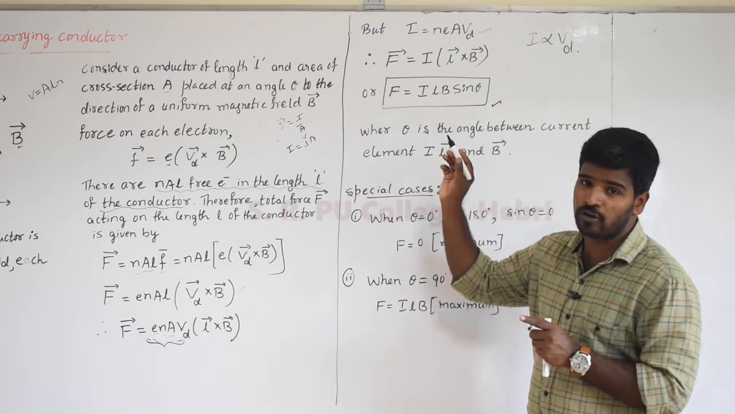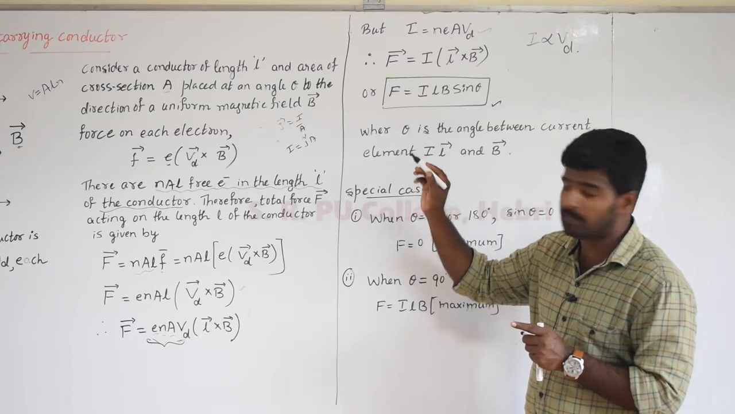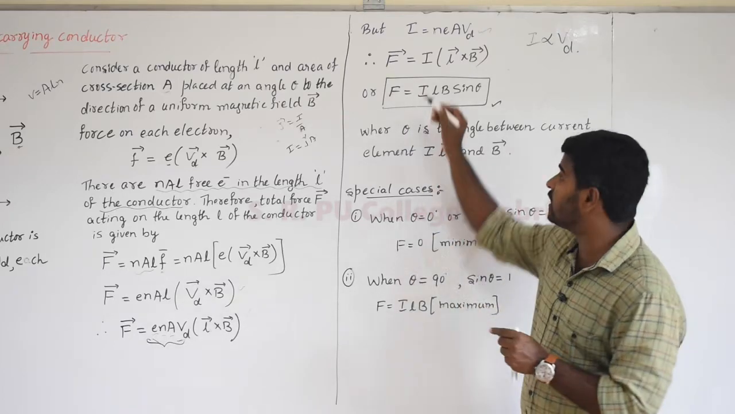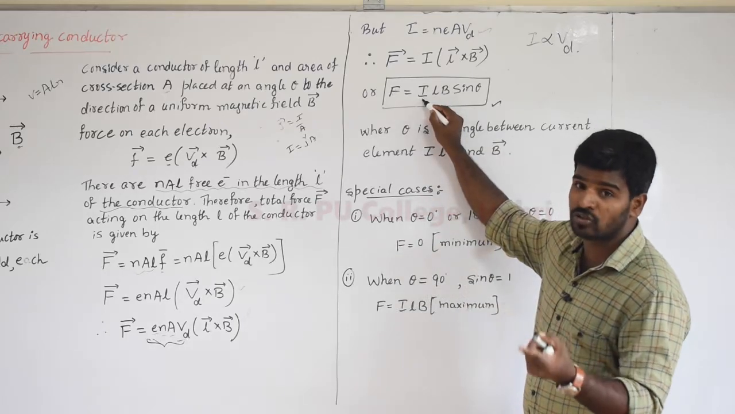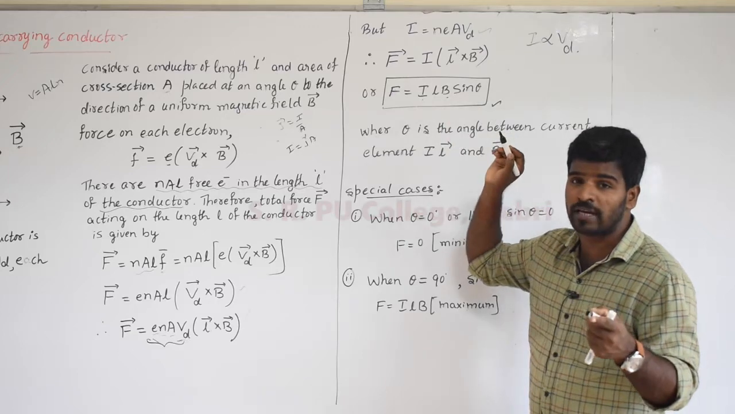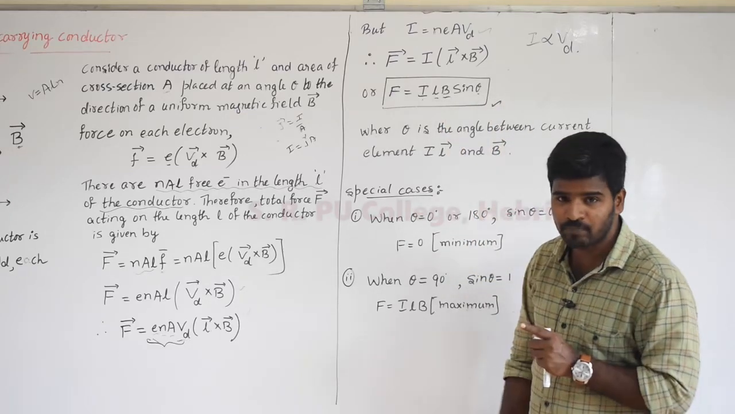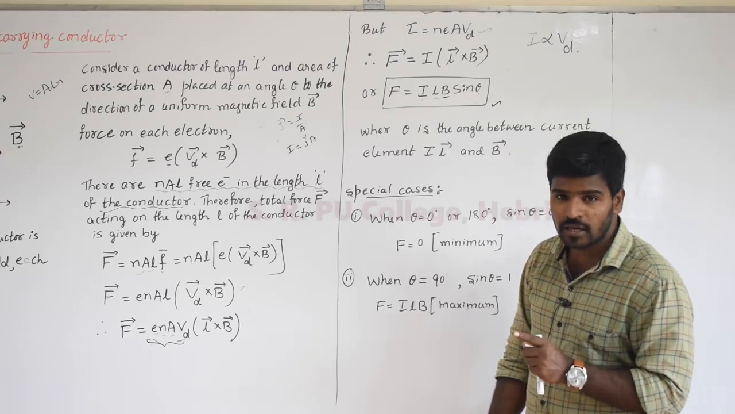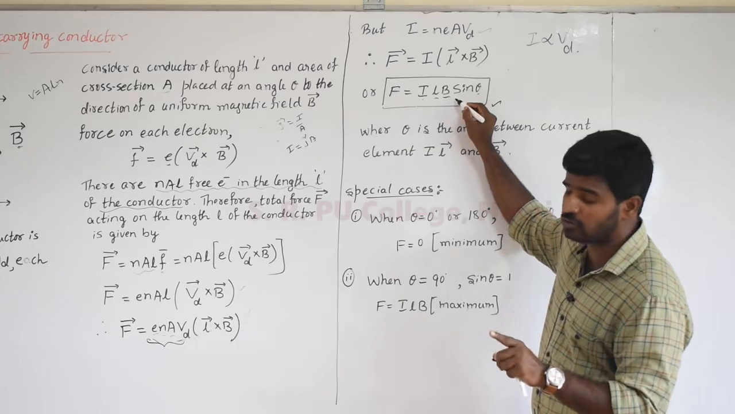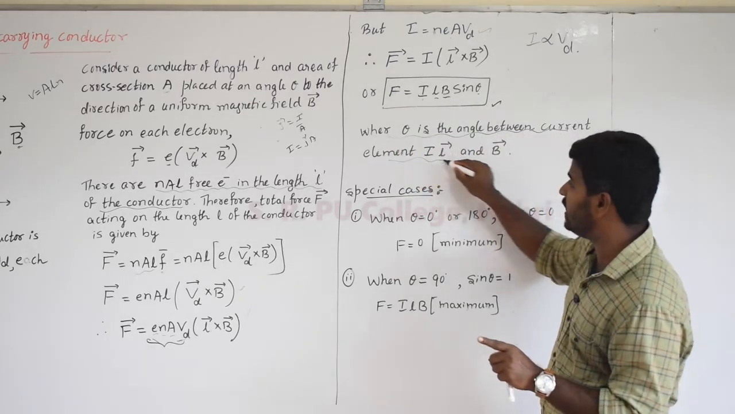Write the expression for magnetic force on a current carrying conductor, hence explain the terms. Yes, what about F? Magnetic force experienced by the conductor. I, the current through the conductor. L, length of the conductor. B is the uniform magnetic field, and theta is the angle made by L and B, where theta is the angle between the current element I L vector.